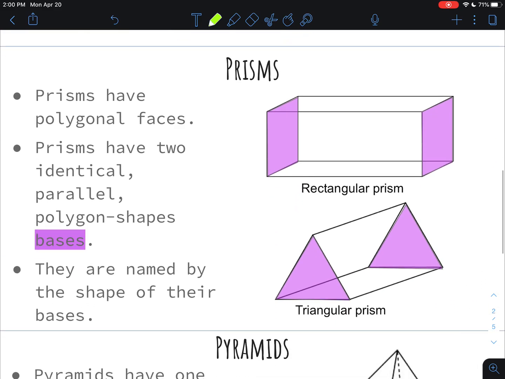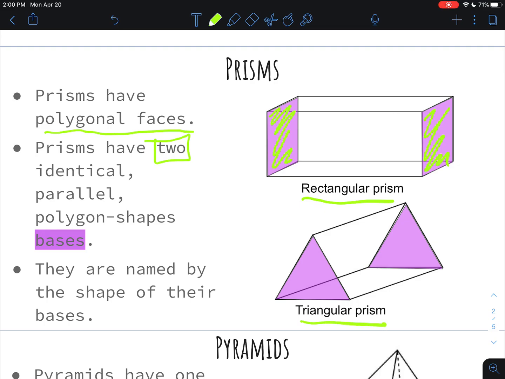So then we have two different polyhedrons that we're going to be working with, or two different categories, I guess you could say. The one category are prisms. So same thing, prisms have polygonal faces, squares, rectangles, triangles, whatnot. Prisms have two identical, parallel, polygonal shaped bases. So a rectangular prism has two bases on the sides that are both rectangles. So the rectangular prism is named after its bases. The bases are rectangles, so it's a rectangular prism.